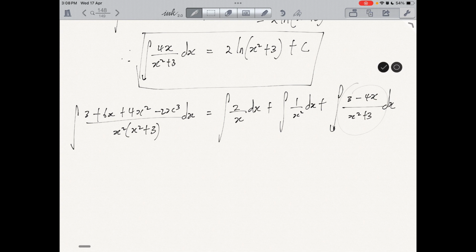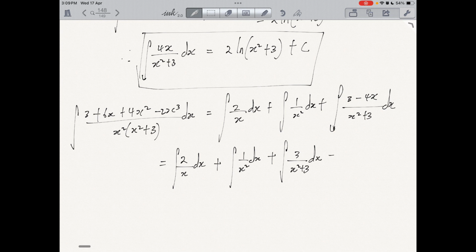And we saw that this was split into 2, and we can do the same here. That gives us the integral of 2 over x with respect to x plus the integral of 1 over x squared with respect to x plus the integral of 3 over x squared plus 3 with respect to x, and minus the integral of 4x with respect to x.